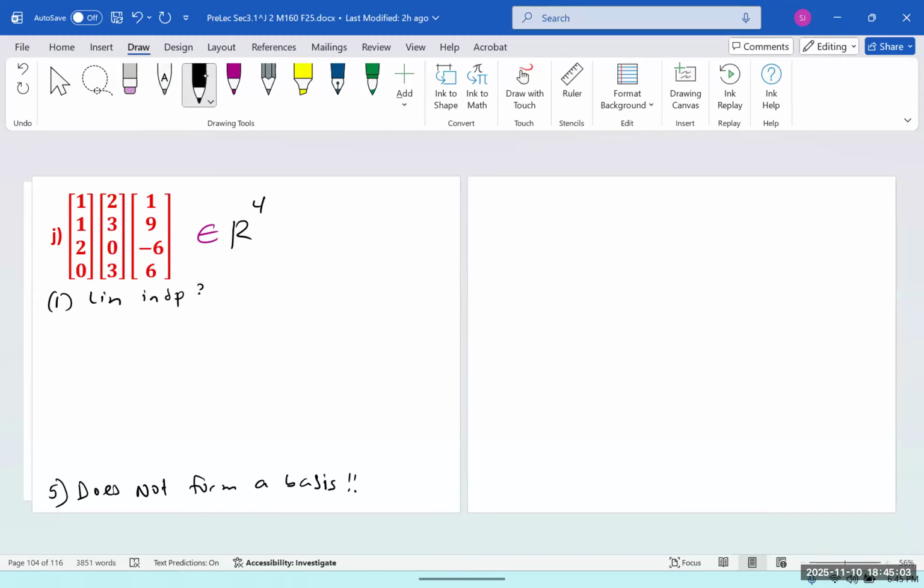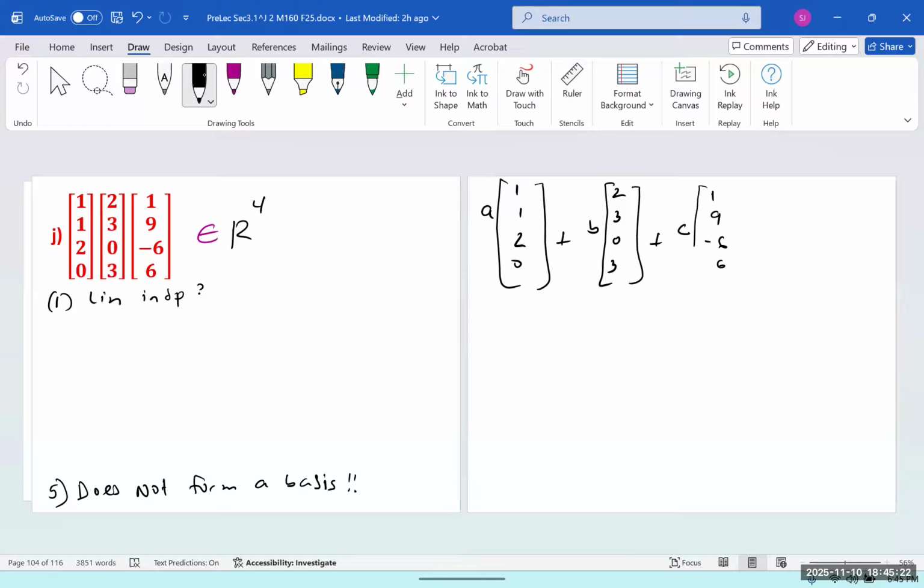So let's see real quick. Oh, we don't have time, but real quick. We have A times 1120, plus B times 2303, plus C times 19 negative 66. We want the result to be 0, 0, 0, 0. This is what we want. If you can solve for this ABC and we get all of A, B, C to be 0, then they're independent. Otherwise, they're not.